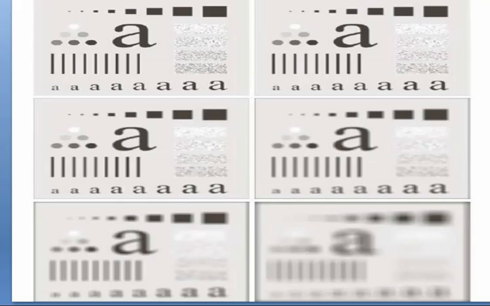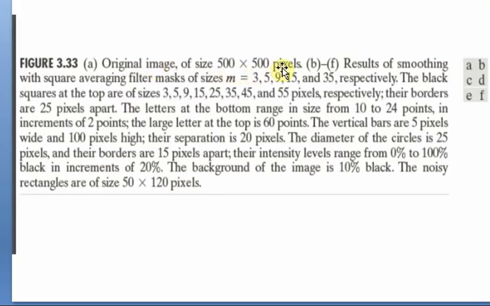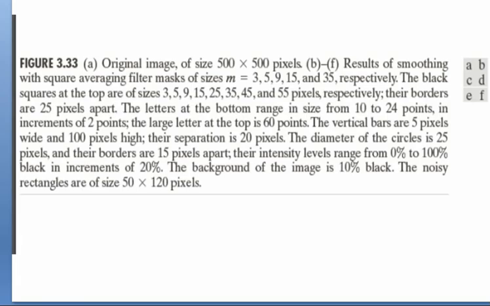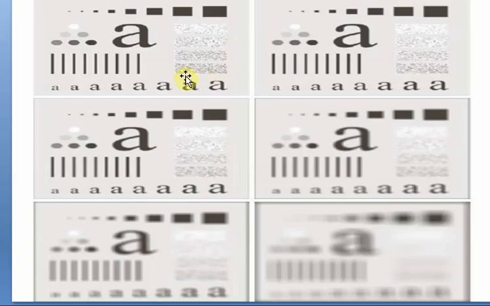Now here this is an example. After applying the mask, the original image is 500 by 500. This is the result of smoothing with a square averaging filter mask of size m equal to 3, 5, 9, 15, 35. So after applying 3 by 3 mask, 5 by 5, 9 by 9, 15 by 15, 35 by 35, the mask size is increasing. Now here after applying the weighted averaging mask with different sizes, see this, here is the small size, so the effect is low.